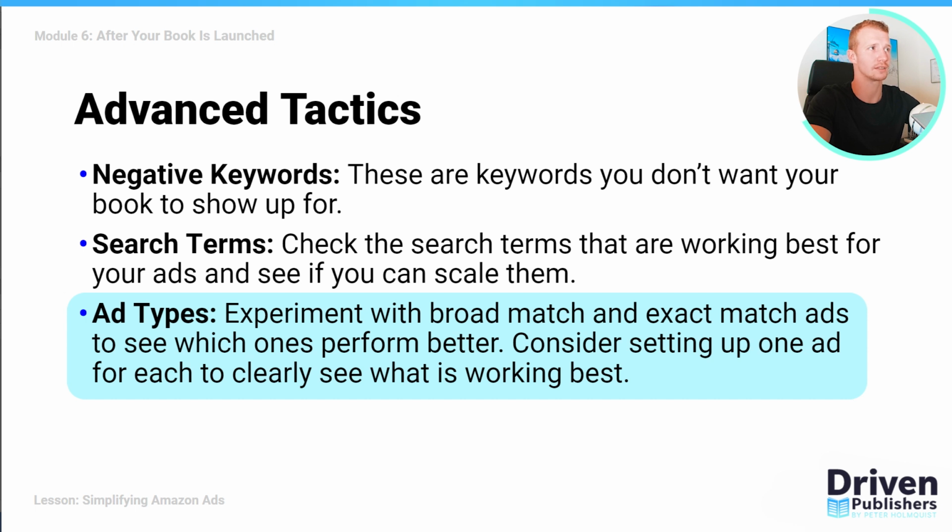And then you have ad types. You can, for example, add one ad with broad match and one ad with exact match, and then you can see which one performed better. And then you can continue to create new ads based on that, etc.